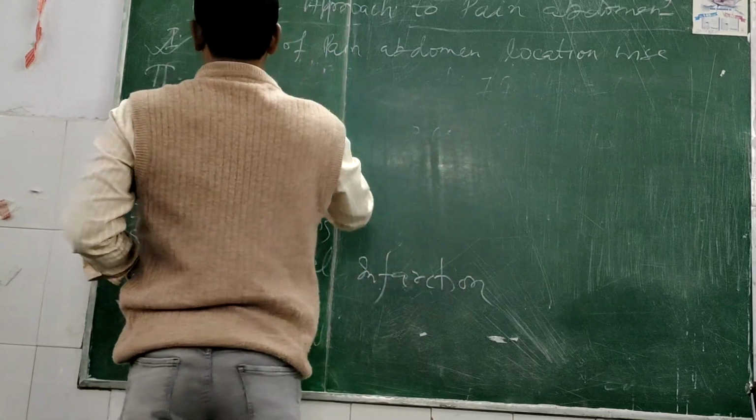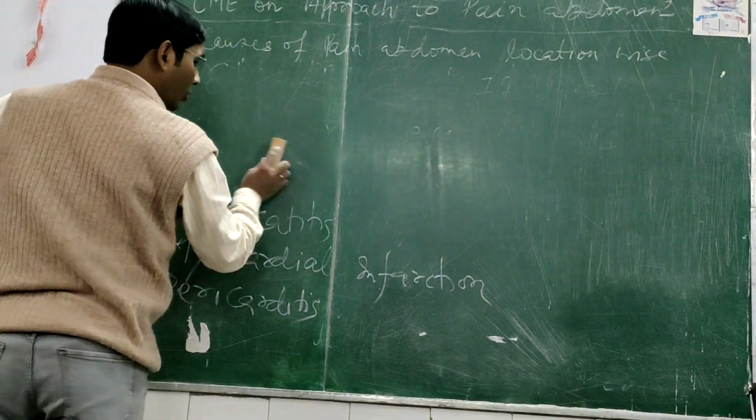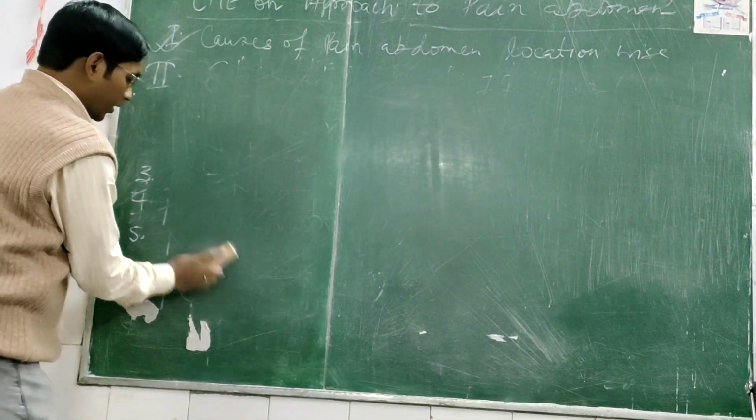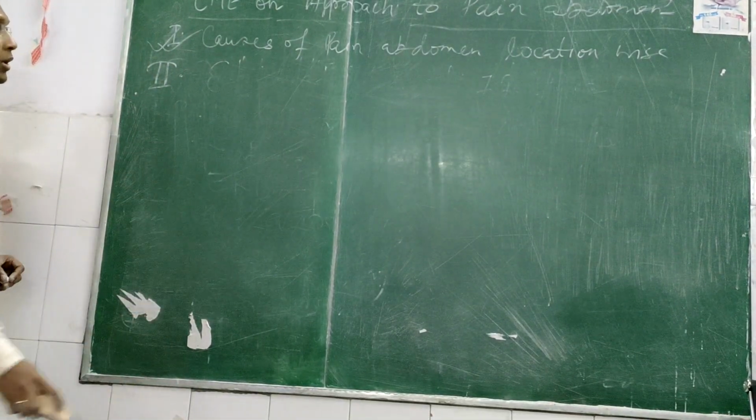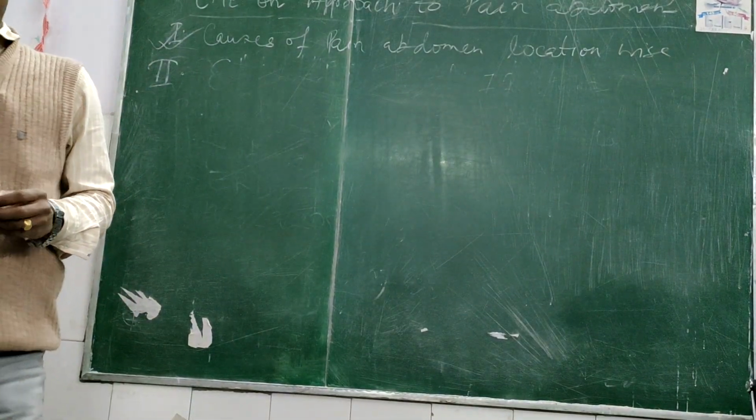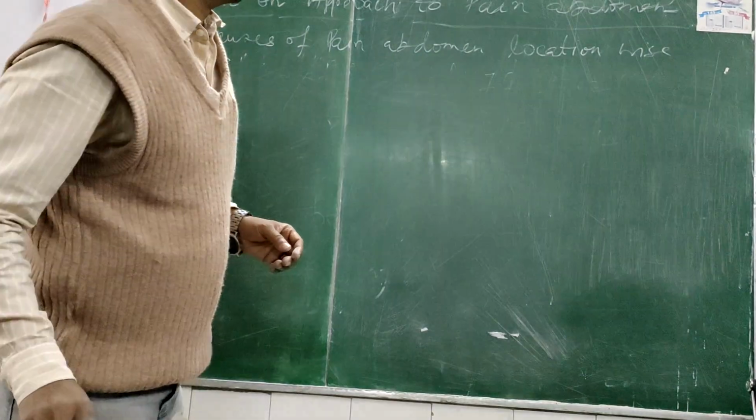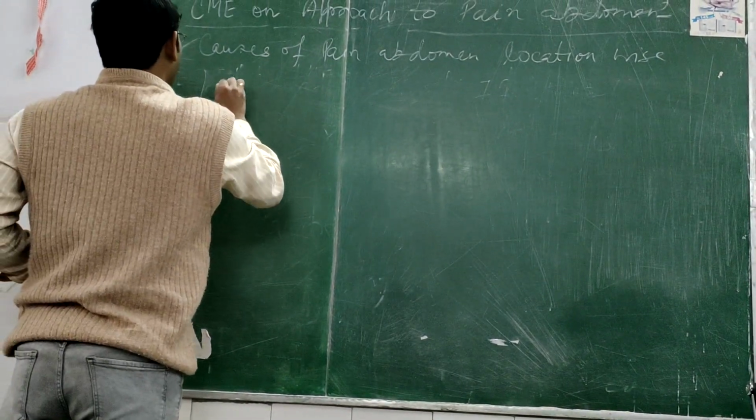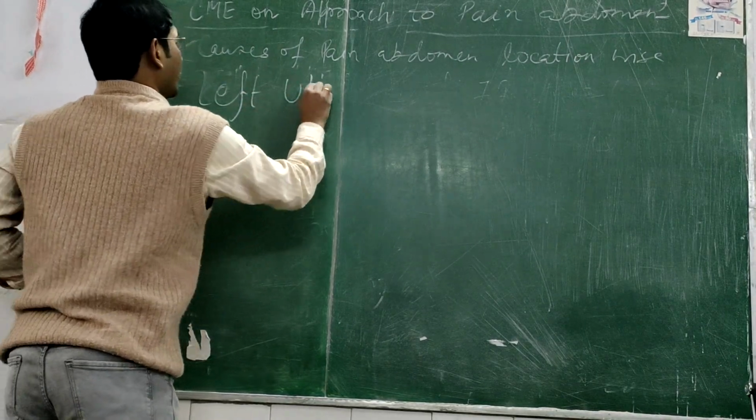Now coming to the next, because the more differential diagnoses you have in your mind, the lesser will be the chances of missing any important diagnosis. And it is very essential that you should know the causes of pain abdomen in different locations. And now the third one is the left upper quadrant.